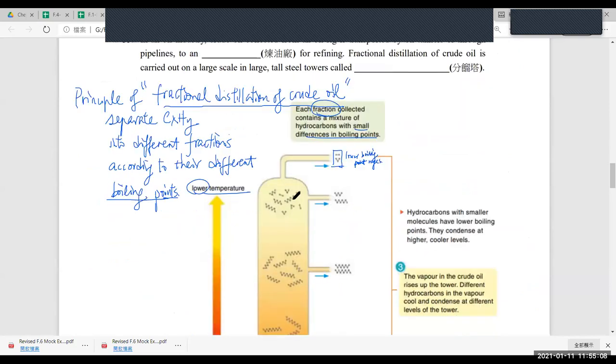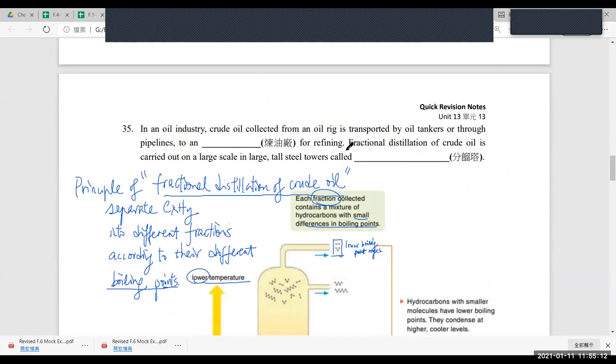So what is that? In the oil industry, the crude oil collected from an oil rig is transported by an oil tanker or through pipelines to what? Oil refining. So what is that? We call that an oil refinery.